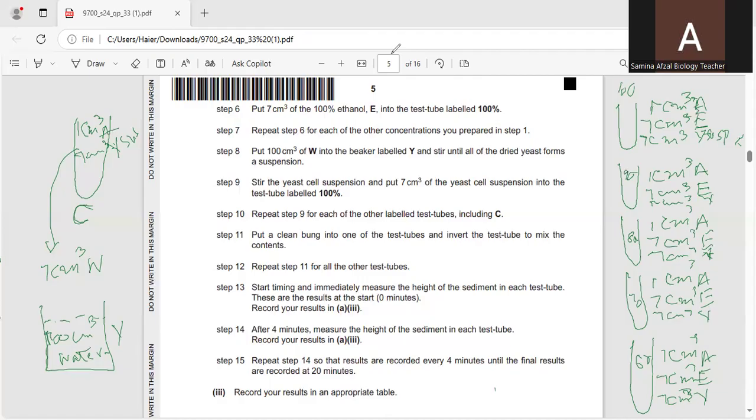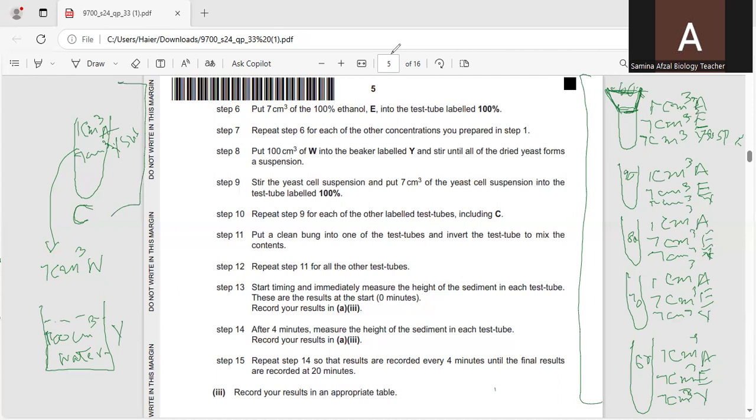So what we will do, we will make use of a bung. In this way, I will draw only on one test tube. We will close it and then we will invert it and we will shake it thoroughly, as all these solutions which we have added should be mixed together. So repeat step 11 for all the other test tubes. We will repeat this for all of these test tubes.